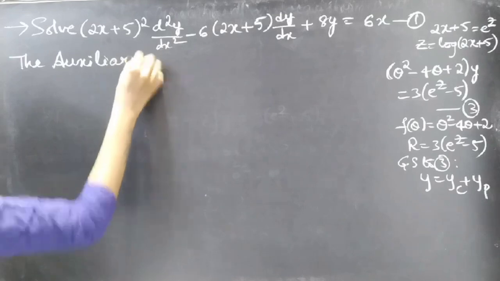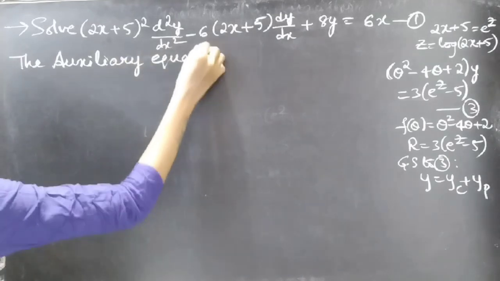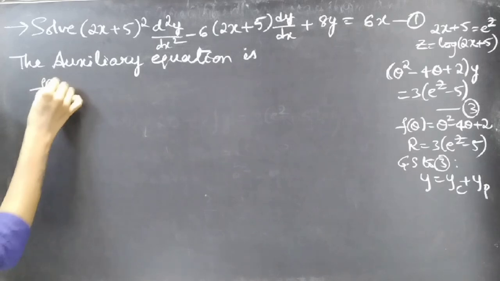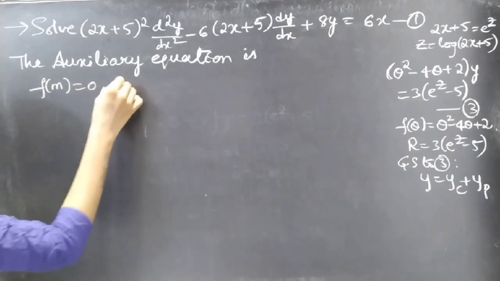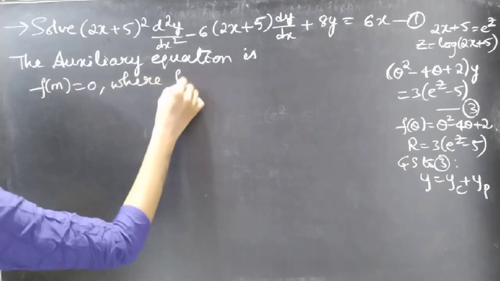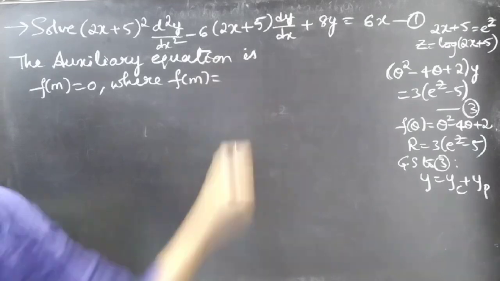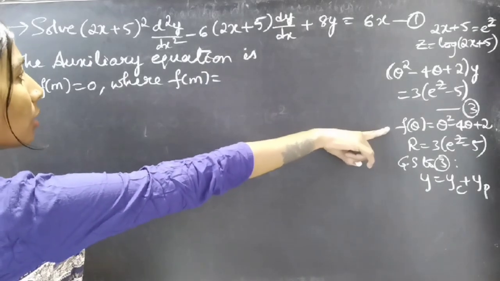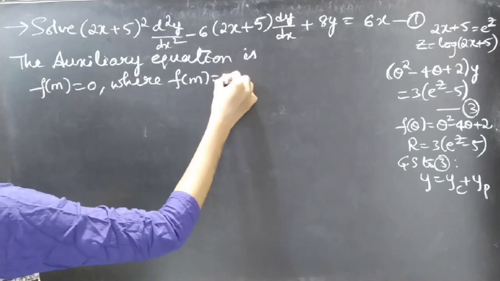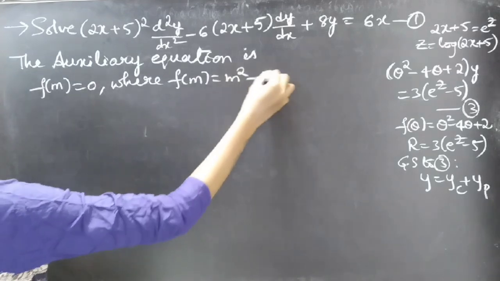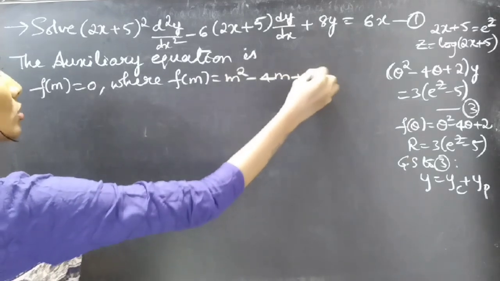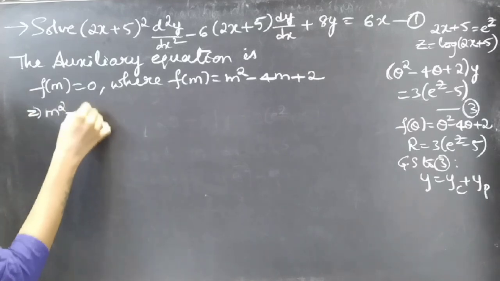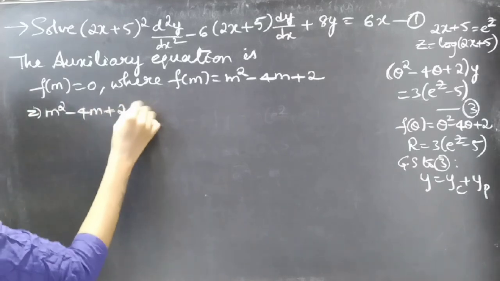Okay, now coming to the auxiliary equation. The auxiliary equation is f(m) equal to 0, where f(m) equal to, we have f(θ), θ² minus 4θ plus 2, right? Let's replace θ by m in f(θ), so that we'll get f(m) equal to m² minus 4m plus 2. Then the auxiliary equation becomes m² minus 4m plus 2 equal to 0, right?